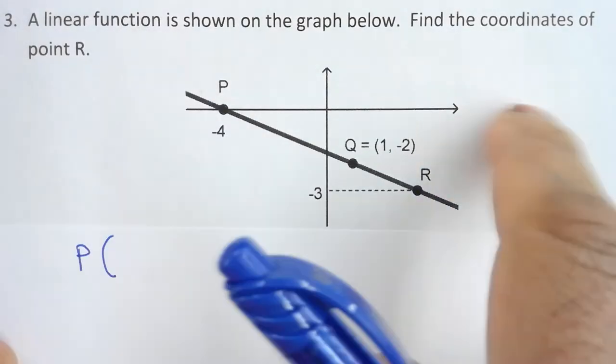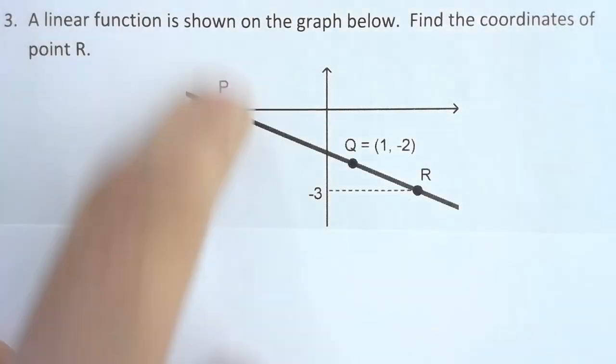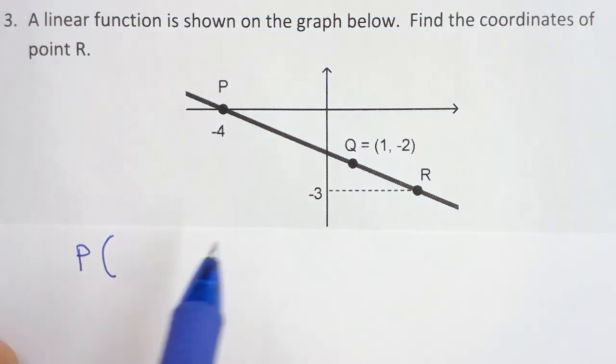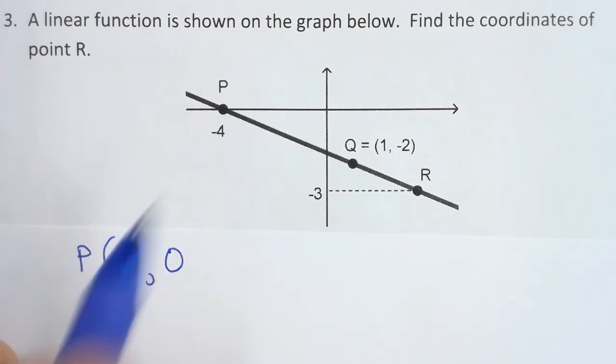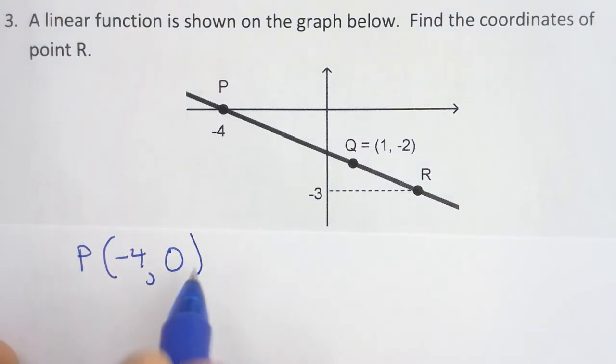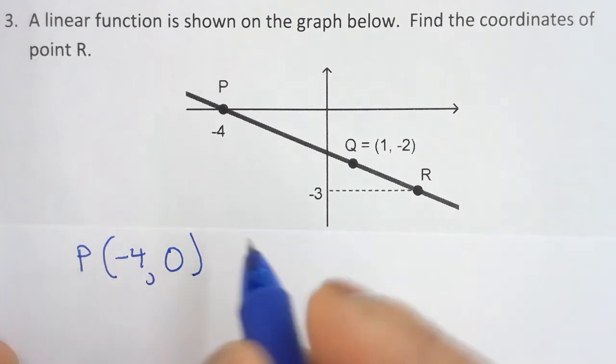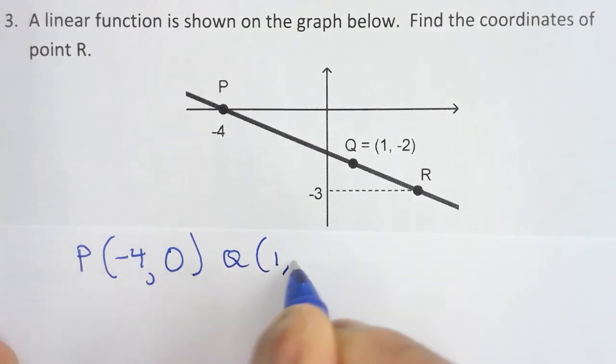Point P is on the axis, which means it has no height. It doesn't go up, it doesn't go down. It's on the axis, it's flat, which means its Y value is zero. So the number that's given to you is the X value. So some of you had that flip-flop and put the 0, negative 4. No, no, it's negative 4 comma 0. Point Q is 1, negative 2.